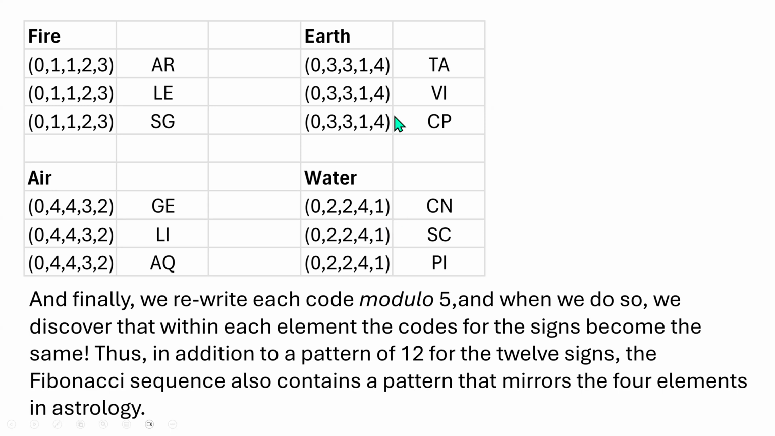So we're finding that pattern of fire, earth, air, and water within patterns generated by the Fibonacci sequence. In particular, we took the Fibonacci sequence, found patterns modulo 10, and then we reduced those to modulo 5.